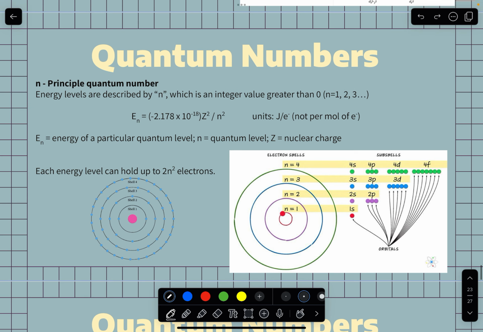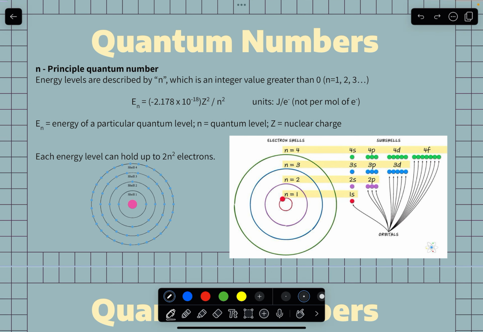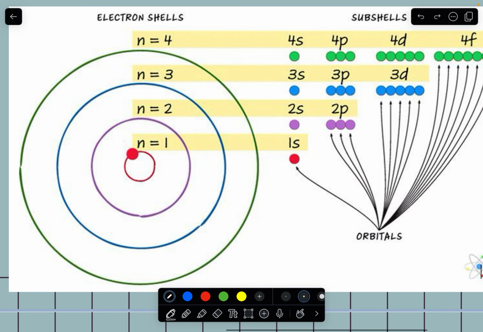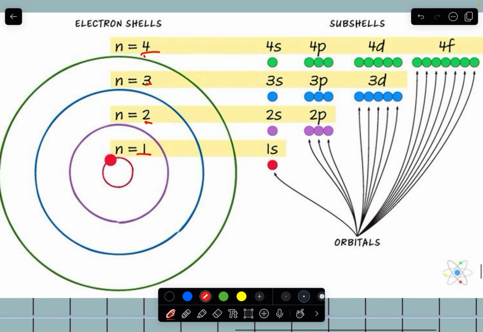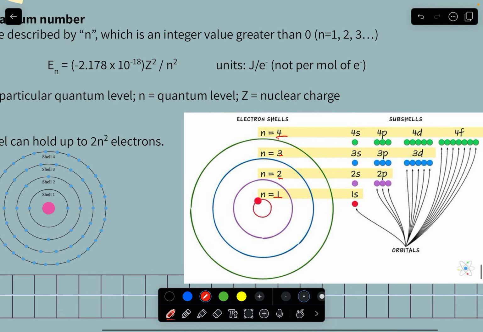So N is the principal quantum number. This tells you how many energy levels there are, right? So in the image here, the first energy level, the first ring, is 1, second one is 2, third ring is 3, fourth ring is 4. It's pretty simple. The number of energy levels is N.